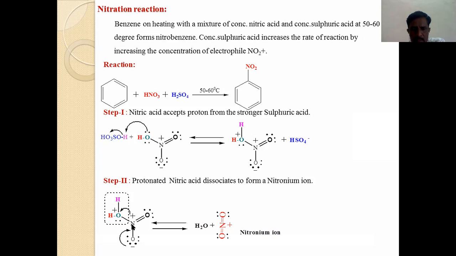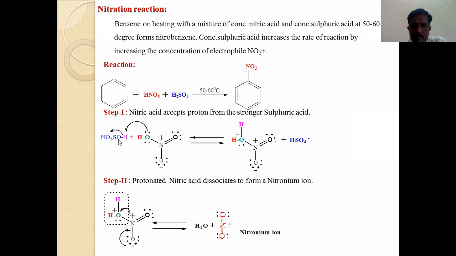What remains is the structure NO2, just NO2, which is called a nitronium ion. Nitrogen already has a positive charge here. This is a nitronium ion; I have shown here the positive charge. Nitrogen with two oxygens, NO2 with positive charge. This NO2+ you can call a nitronium ion. Friends, observe carefully how this nitronium ion, acting as an electrophile, is generated during these two steps.